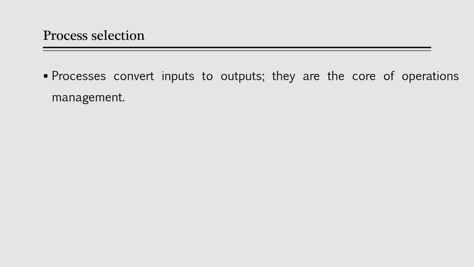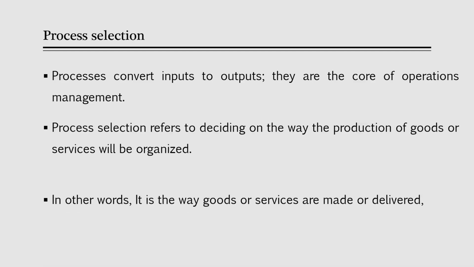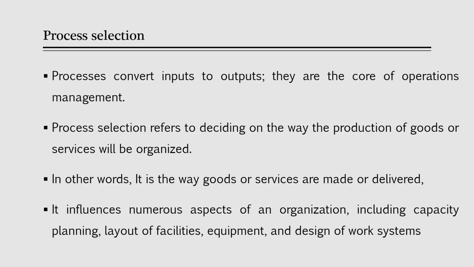Processes convert input to output. They are the core of operations management. Process selection refers to deciding on the way the production of goods or services will be organized. In other words, it is the way goods or services are made or delivered. It influences numerous aspects of an organization, including capacity planning, layout of facilities, equipment, and design of work systems. Now, let's see what are the key aspects of process selection.